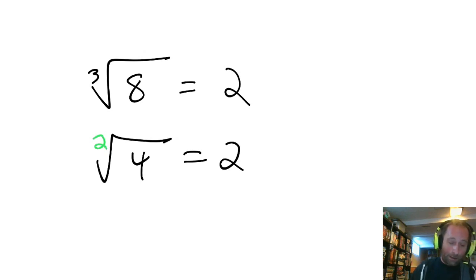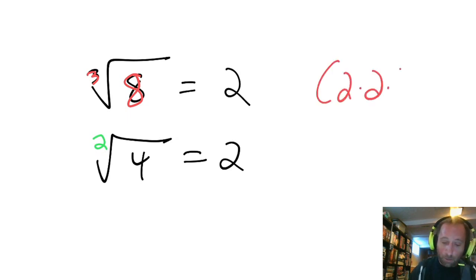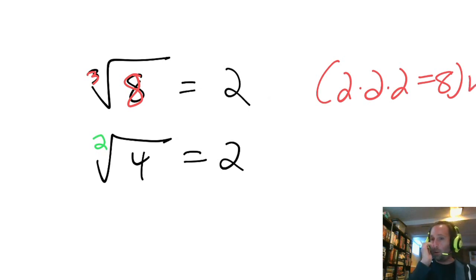What this tells us is we want to find the answer such that if we take that number and raise it to the power of 3, we get the value inside the radicand. So what number, when we raise it to the power of 3, gives us 8? That number is 2. So 2 times 2 times 2. We can double check that. That's equal to 8. Correct.